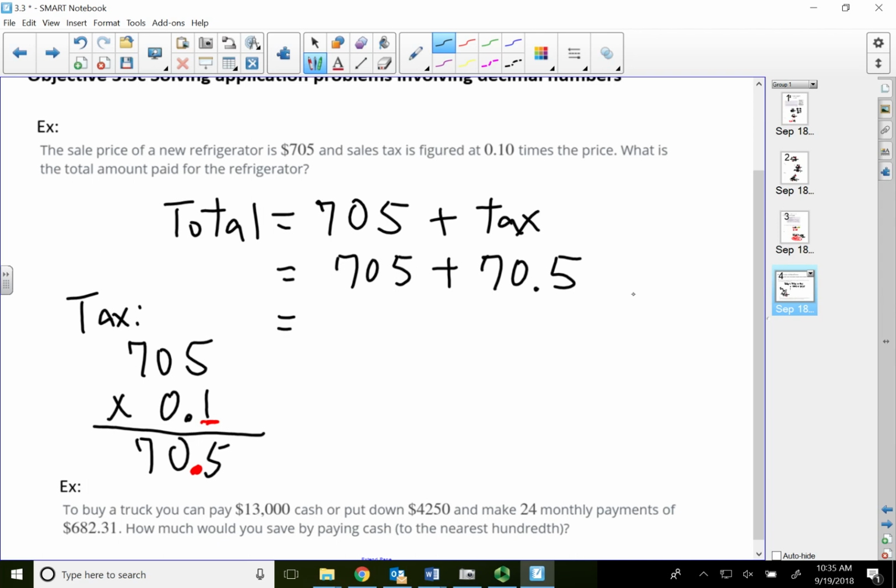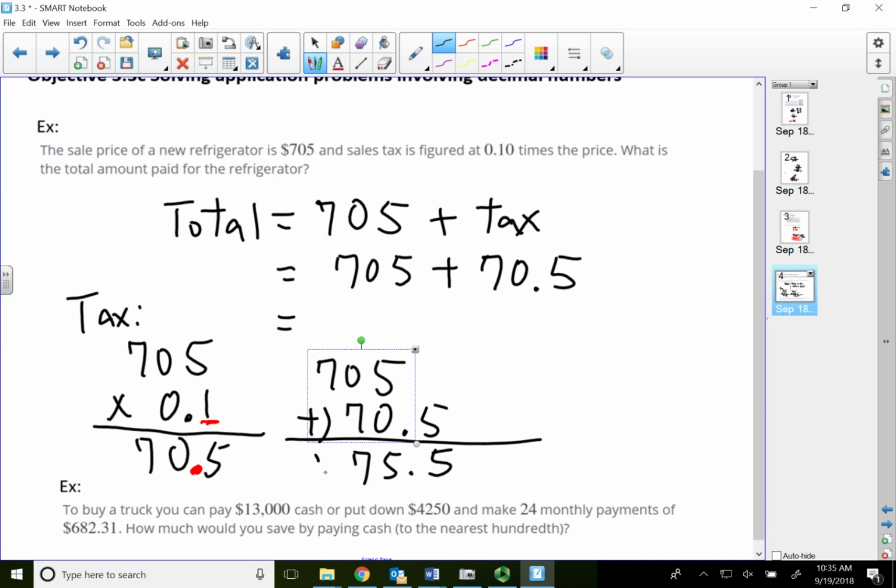Let me write it right here. 705 added to 70.5. Make sure we line up by the place value. So that's 5577. So my answer, the total price, is $775.50.